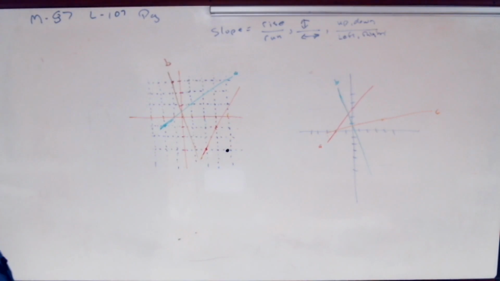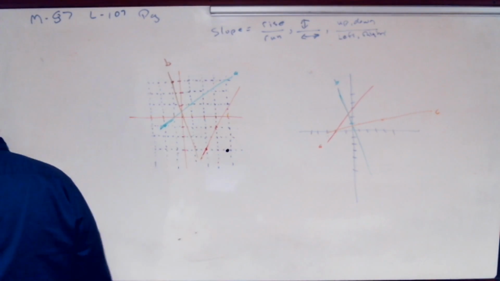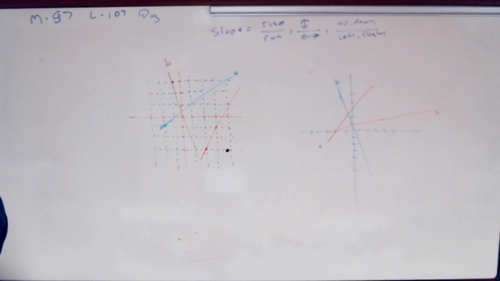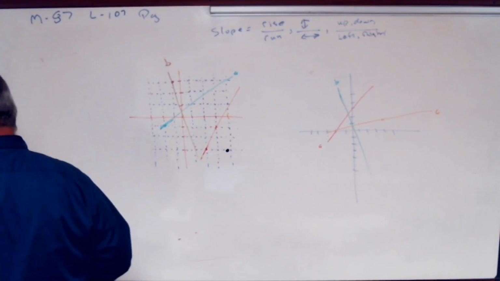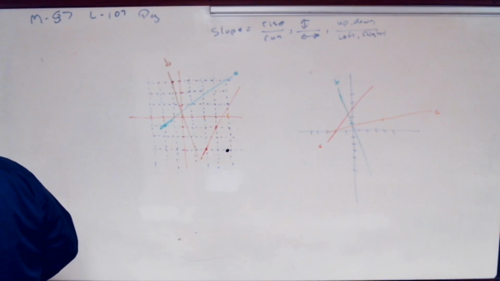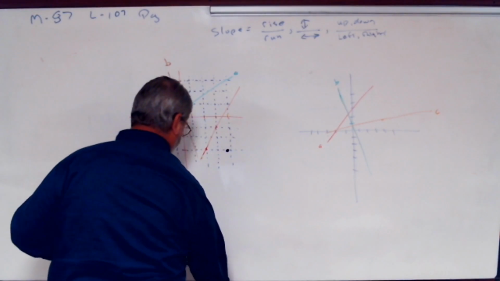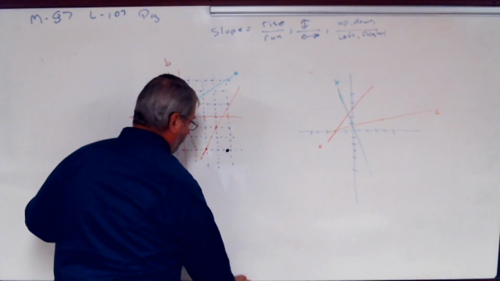Math 87, lesson 107, page unknown. I forgot to write it down. 665? Yeah. Page 665. This is about slope.